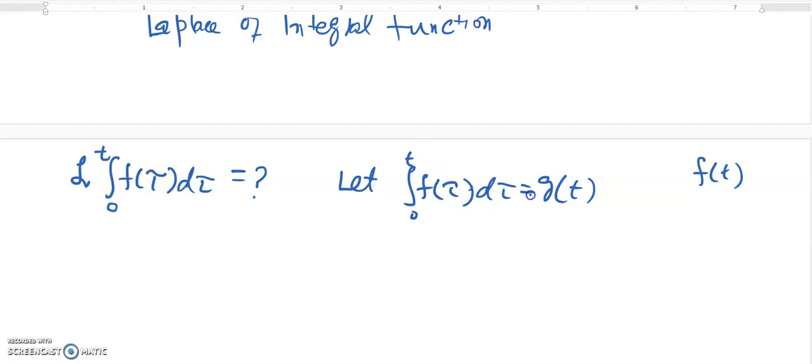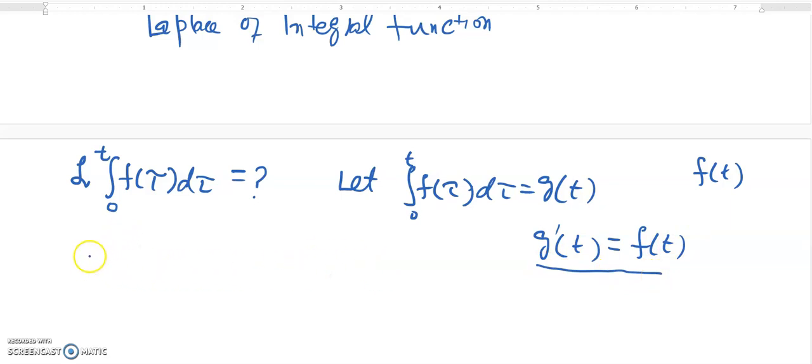So by the definition of the integral, if we integrate the left hand side, we get g of t. In the opposite way, in the inverse way, if we integrate g prime of t, then we will get the original function, which is f of t. So we can use this type of relationship.